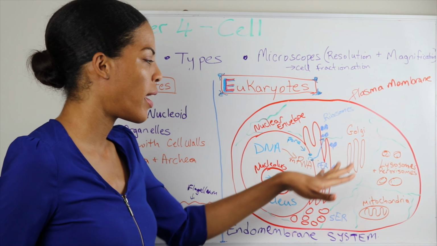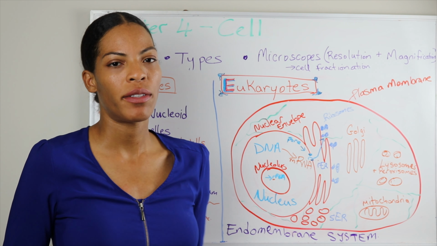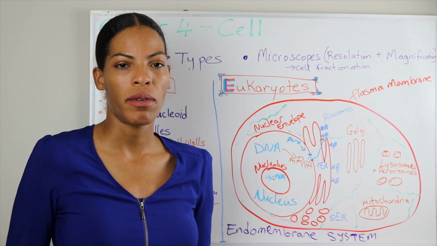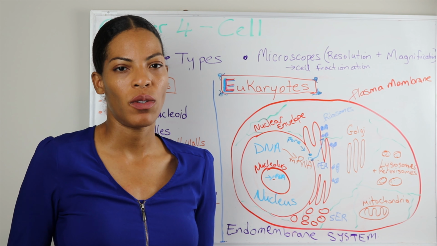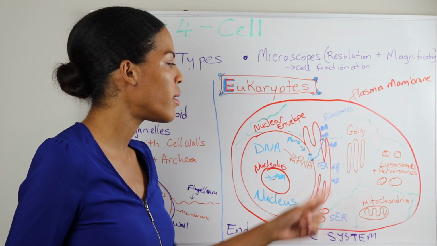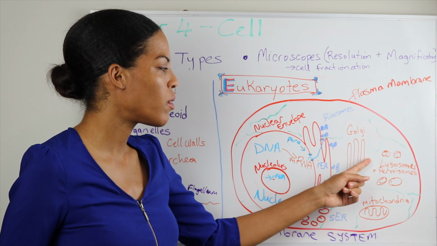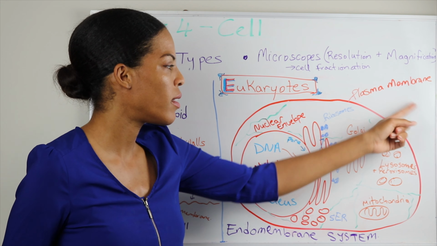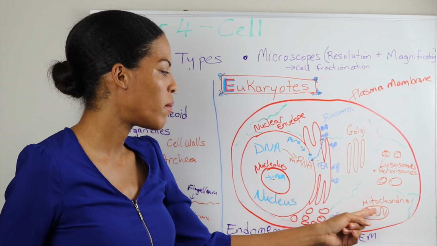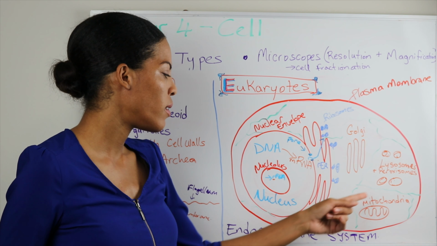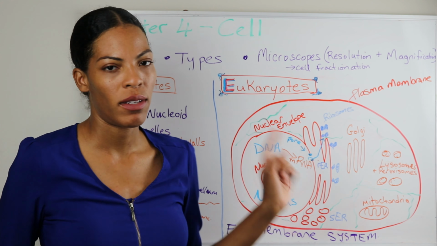So a lot of modification goes on here, and in the Golgi is where your proteins are targeted to specific regions of the cell. Let's say that a protein passes through the Golgi and now it needs to leave the cell, or it needs to go to the mitochondria or to a lysosome or back to the nucleus.